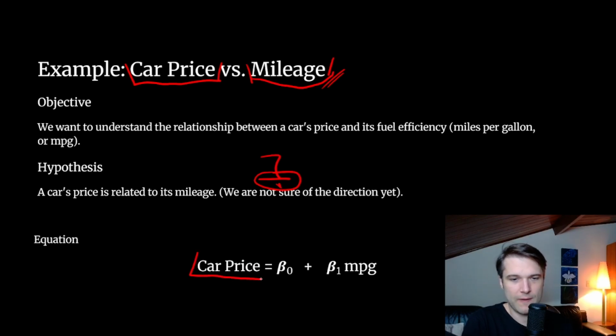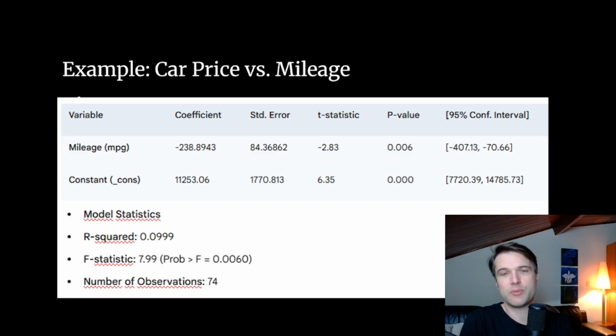The car price depends on a certain constant here, and this coefficient applied to the miles per gallon consumption that this car makes. Let's suppose that we have a database, and then we run the linear regression model in any of the software that we're using in this course. And then you have this table of coefficients here, right? So let's understand this table.